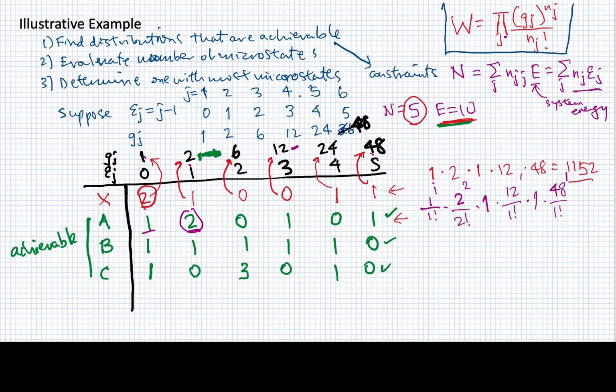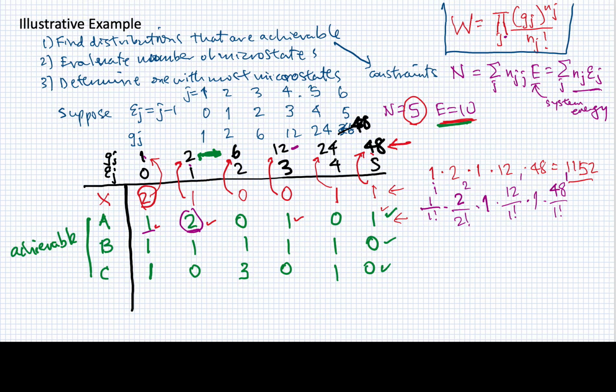So quite a few. There's a lot of different ways I can put these molecules in here so that I've got one with energy 0, two with energy 1, one with energy 3, and one with energy 5. And a lot of that is coming from the degeneracies of those states.